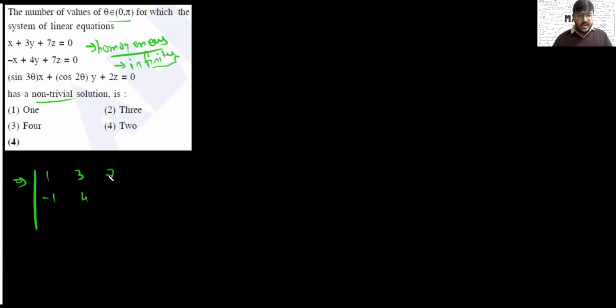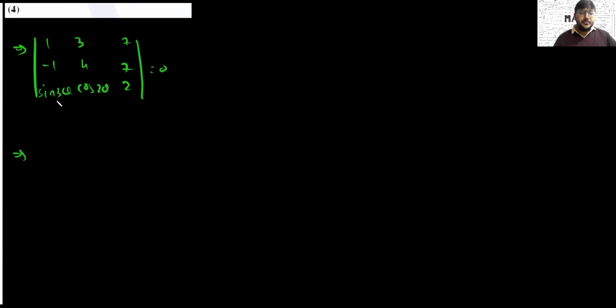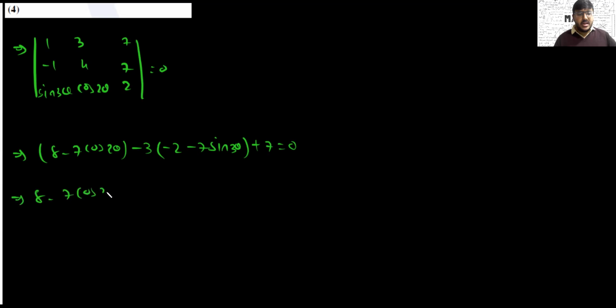So here I can just write it like this, that 1, 3, 7, minus 1, 4, 7, sine 3 theta, cos 2 theta, and 2, that is equal to 0. So let's try to expand this and find the value. So 1 into (8 minus 7 cos 2 theta), minus 3 into (minus 2 minus 7 sine 3 theta), and plus 7 equals 0. Let's try to convert the whole equation. Wait a minute, let me first give you the expansion. Right?